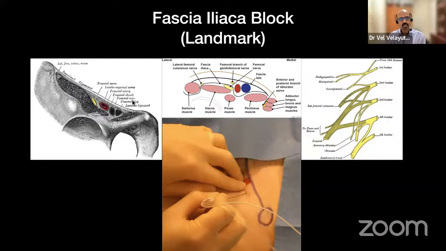So draw a line between these two, divide into three sections, feel for the femoral artery and go lateral. So this is landmark. Now, these days, I've just seen Dr. Abdullahi shows an ultrasound machine in his hospital. So I'm assuming he won't have to do that and he can use the ultrasound quite comfortably.